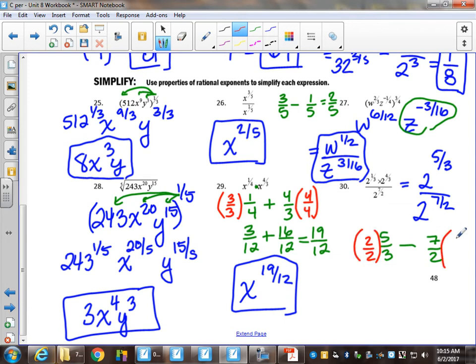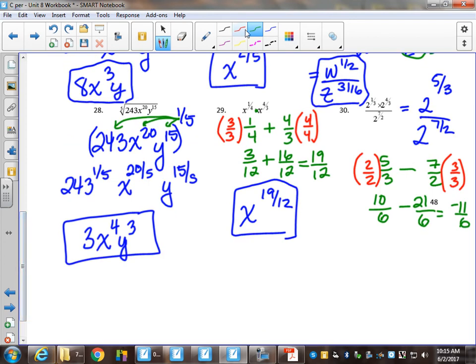And this one? Good. What does that get me? 10/6 minus 21/6 equals negative 11/6. Is that my answer? It's part of my answer. How do I write my answer? Is that done? What will stay in the numerator as a placeholder? One divided by.